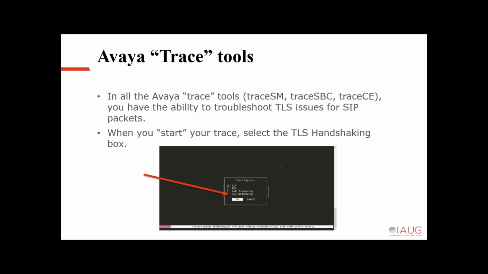And again, there are the Avaya trace tools: trace SM, trace SBC, trace CE, all those. You have the ability to troubleshoot TLS issues for SIP packets as well. When you start your trace, you're going to select the TLS handshaking box.